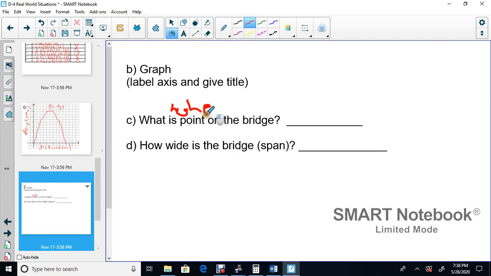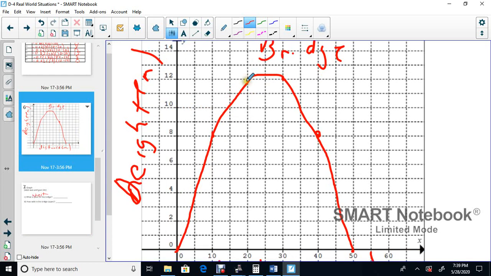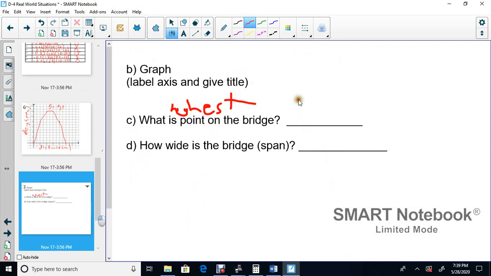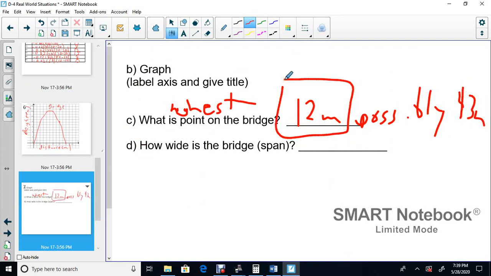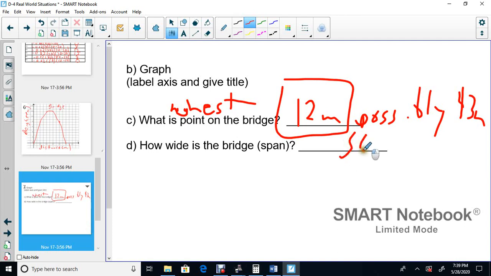Well, according to this graph, we definitely know it's at least 12, but it might go a little higher. It might go to 13. So I'd say 12 meters, possibly 13. If the vertex was higher, possibly 13 meters. We'll go with the 12 meters. That's the highest number. How wide is the bridge? So the bridge goes from here to 50, so it's 50 meters wide.